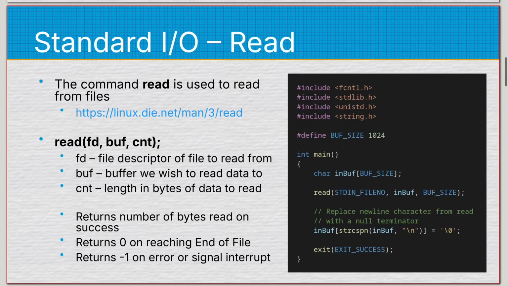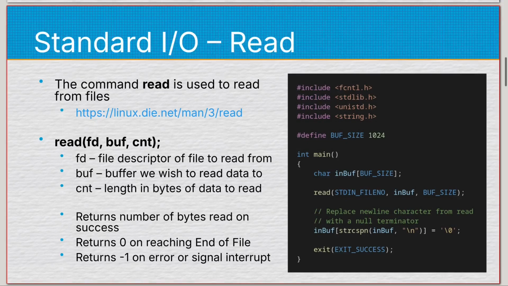So the file descriptor is going to be, we need to open an entry in our file descriptor table, and that is the file that we will be reading from. It needs to exist in the file descriptor table, so that's why you typically usually need to open it first. More on that in a second. The buffer is essentially a character array that we're going to initialize in memory, and that is where we will read our data to in memory. And then count is the length in bytes of data to be read.